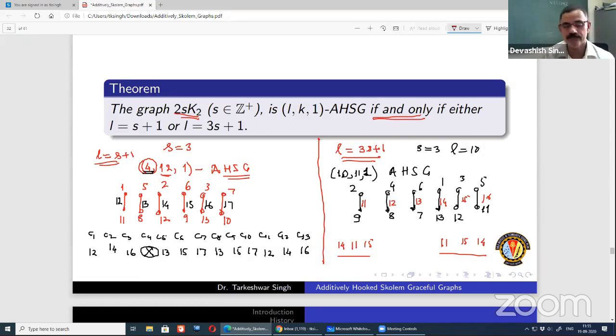Just before the conference, when I invited Professor Wang to give a talk, he said that he would not be able to give a talk, but that I could present this talk as a joint work. And he suggested that this could be applied to label the hypergraph. So we are working on the labeling of hypergraphs using this additively Skolem graceful sequence and additively hooked Skolem sequence, and going to get some new results.